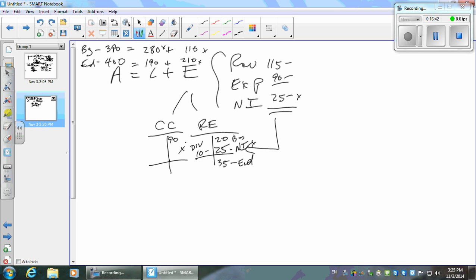I need ending contributed capital, don't I? To get the addition to contributed capital. Can I get ending contributed capital? Sure I can. What do I know? Ending equity is 210. Less 35 in your retained earnings. So 210 here, less 35 here. Everybody agree with that? How much is ending contributed capital? 175. How much must contributed capital be? It was 90 and now it's 175. 85.